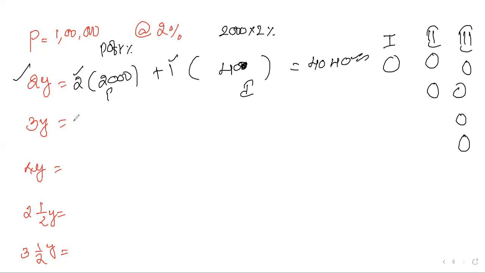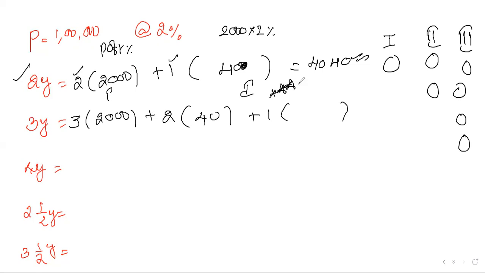Then come to the third year. Same logic. 3 years into box plus 2 years into box plus 1 year into box. Very simple shortcut. So again P of R%: 2% of 1 lakh is 2000. 2% of 2000 is 40. Then here it is very, very, very important: that is 40 plus 40 of 2% you should write. Why? Interest on interest.